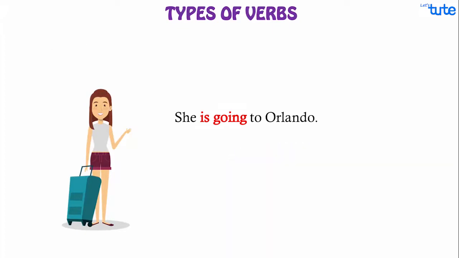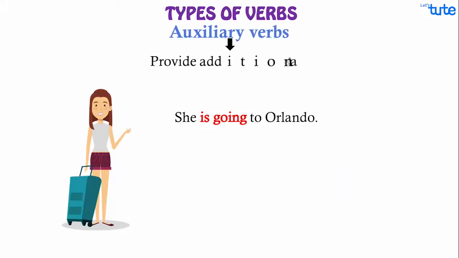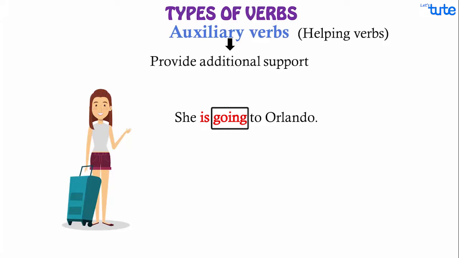This brings us to the next type of verbs called auxiliary verbs. Auxiliary means to provide additional help or support. So, we can also call these verbs helping verbs. This means they are always used with another main verb in a statement. So, let's understand them better.